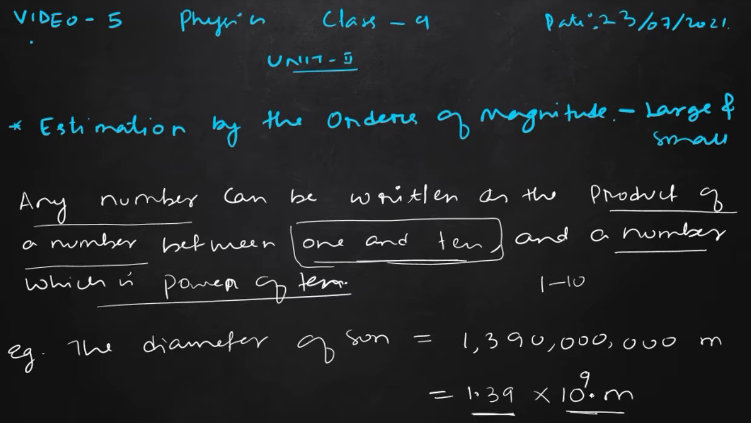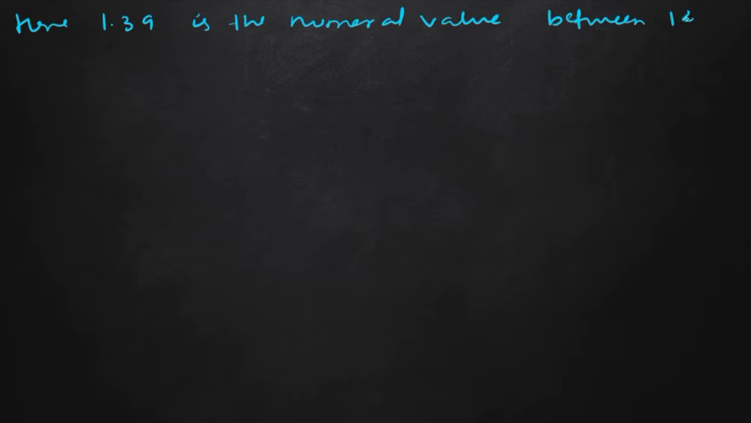In the next slide we can say that here 1.39 is the numeral value, a numeral value between 1 and 10, and the power of 10, that is 10 to the power 9, is the exponential part.